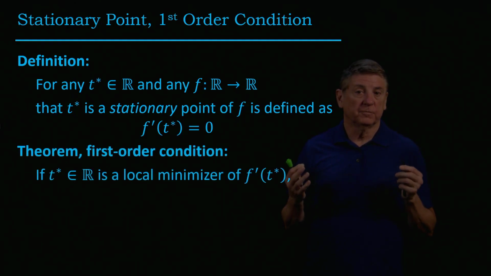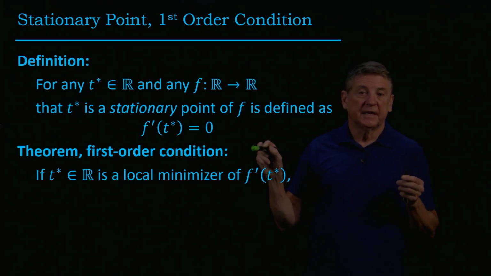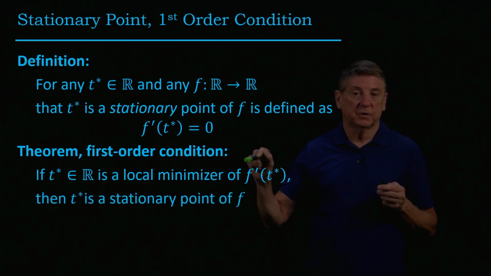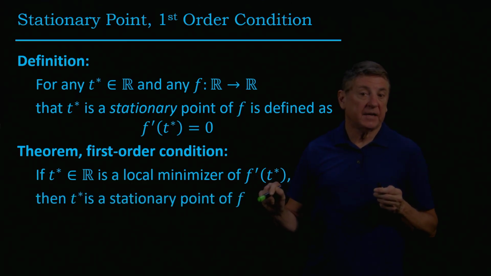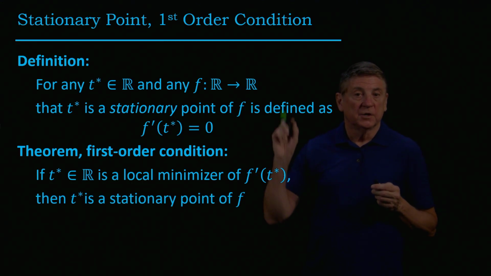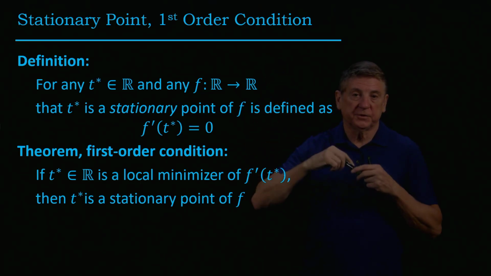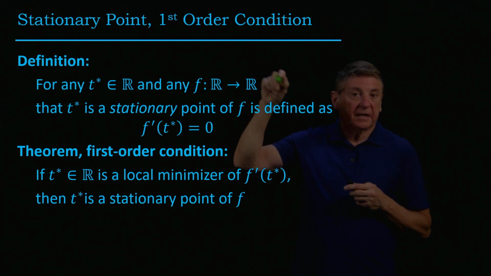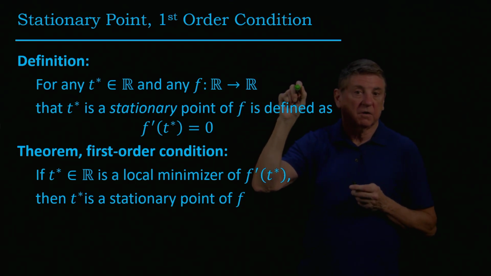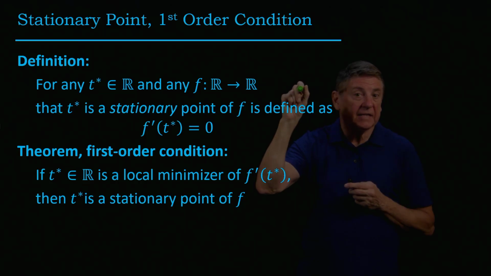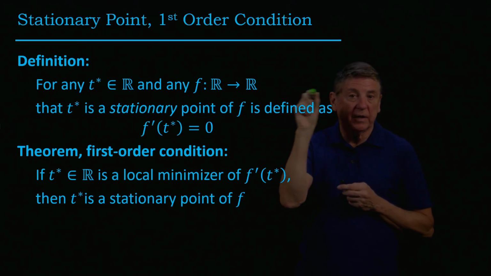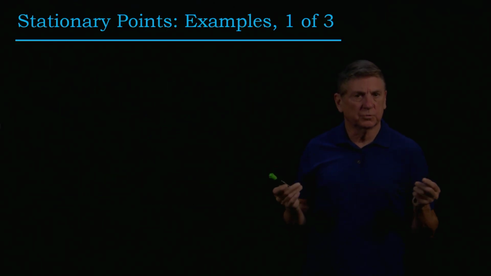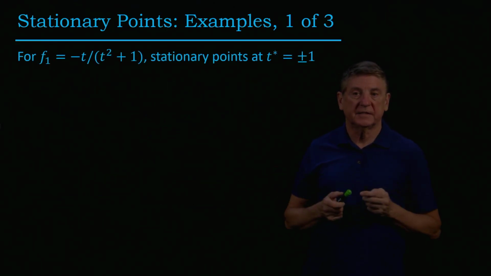So a theorem for the first order condition is that if a value is a local minimizer of a function, then it has to be a stationary point. You can think of a local minimizer as something cupped upwards. That's called a convex function, and the minimizer has to be a stationary point. It has to be where the first derivative is exactly equal to 0. So let's go through some examples so that we can understand this a little better.